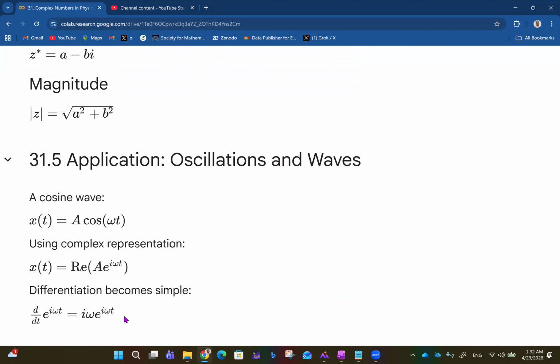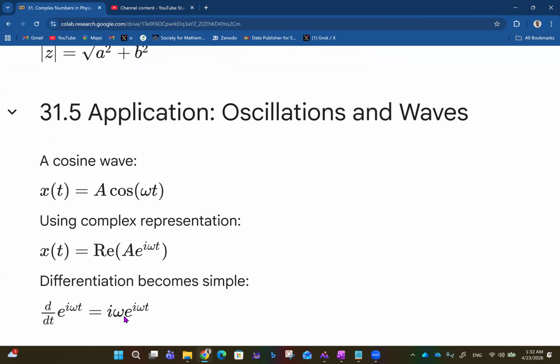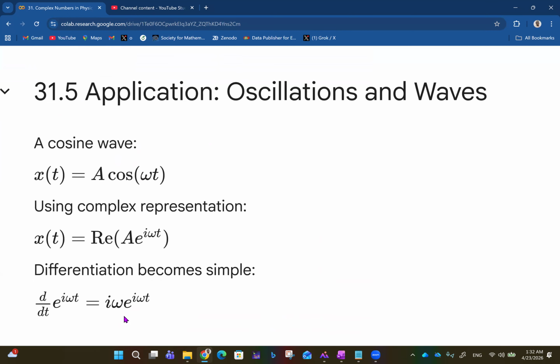So the next thing is we talk about one application in engineering and physics. We talk about oscillations and waves. A cosine wave, given as x of t equals A cos omega t, using complex representation, x of t is equal to the real part of A e raised to i omega t. Now if you differentiate, it becomes differentiation.